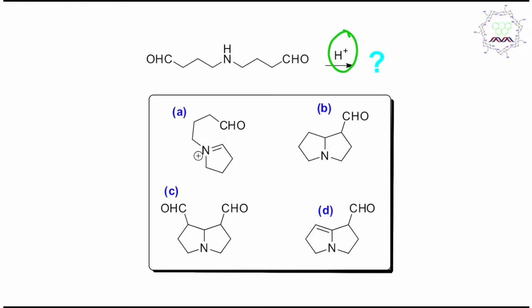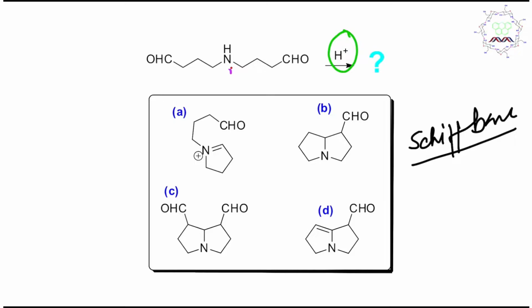Acid is given, and here a dialdehyde with one secondary amine is given. What is the product? In a particular molecule, if amine and aldehyde are there, there is an instant chance of Schiff base or imine formation, more specifically. I have already discussed a dedicated video on this topic. Since both amine and aldehyde are in the same molecule, an intramolecular reaction is possible.